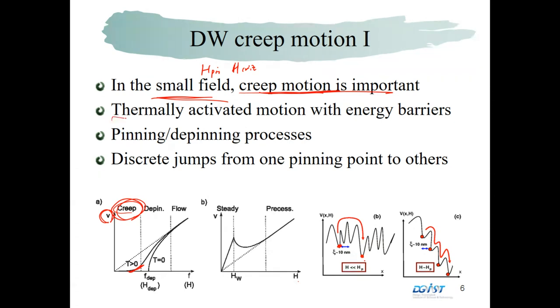And in this case, the thermal activation means that without thermal energy, we cannot move the domain wall. So higher temperature means we have a larger domain wall motion. The thermally activated motion over the energy barrier is the basic idea of the motion of the domain wall in the creep region. And this is related to the pinning and depinning process of the domain wall. Also, the domain wall motion in this case is not continuous. It is a kind of discrete jump from one pinning point to the other one.